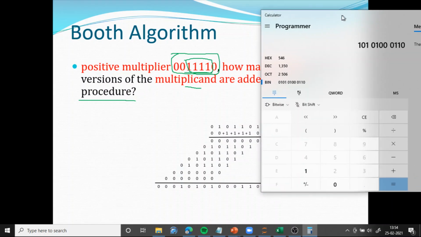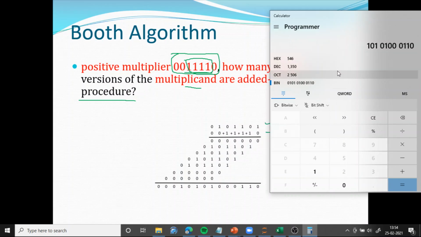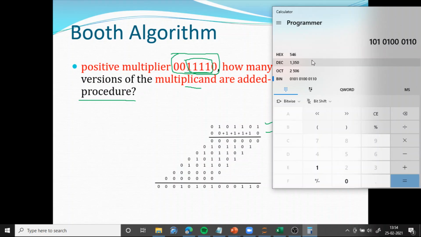That is what you get when you multiply 45 with 30. Let me multiply 45 into 30 in decimal. 1350. That is what we got, right? Am I correct or not? This result, 10101 triple zero double 1 0, is nothing but 1350.